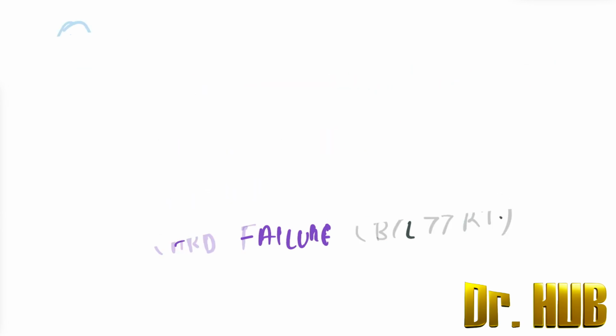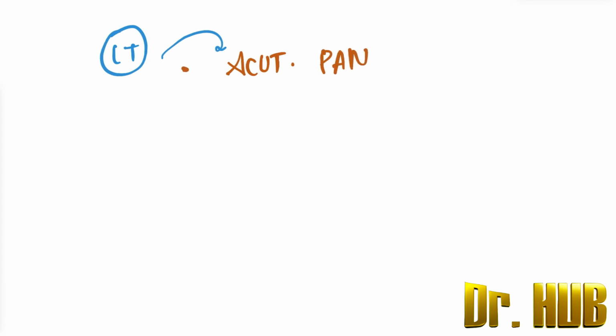Now let's move on to the left, which is predominantly to the left. So predominantly to the left, it includes acute pancreatitis. Next is also the presence of aortic dissection. So there's aortic dissection as well. This is all with the left side.